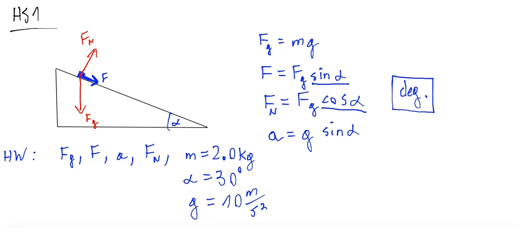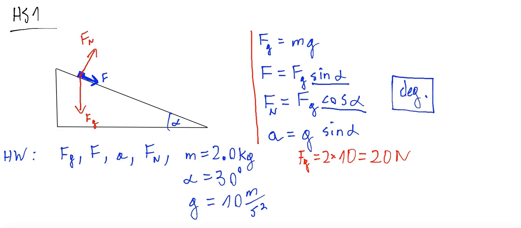Let's start with your homework. So this is the copy of the exercise you had to do at home. I hope that it was not challenging to you because all necessary equations are given here. So let's start with gravitational force. Of course, gravitational force is mass times gravitational acceleration, which is equal to 20 newtons.